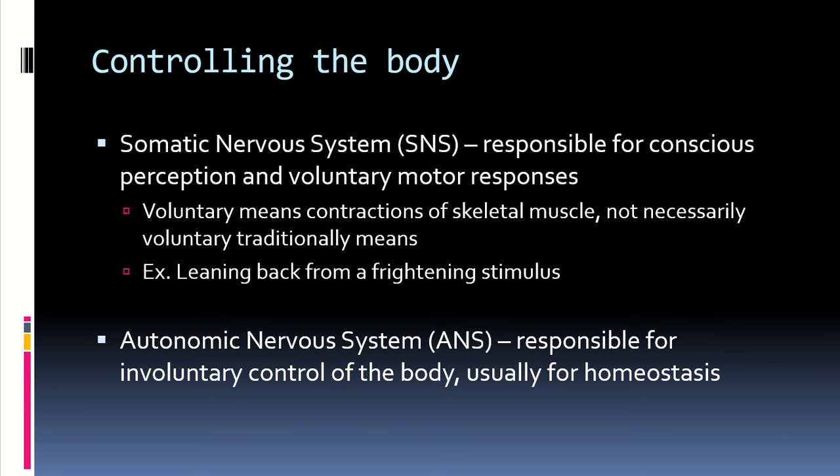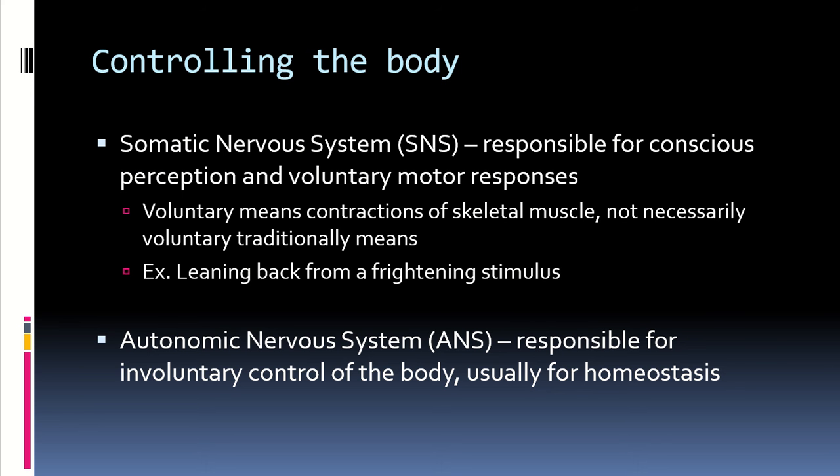Now, the second main function of the nervous system, which is controlling the body, this is typically broken down into two subtypes of the nervous system, one being the somatic nervous system. And this one is responsible for conscious perception and voluntary motor responses.